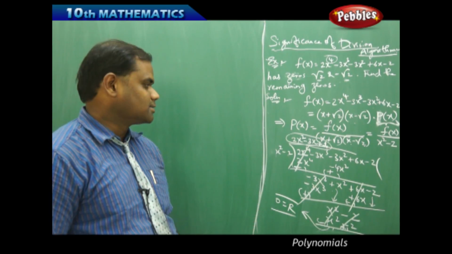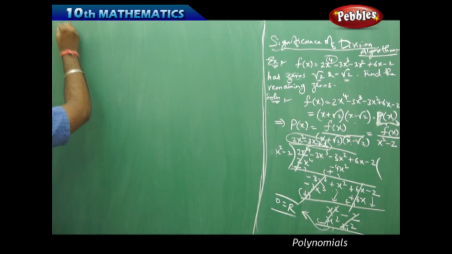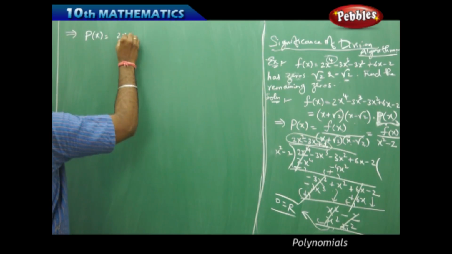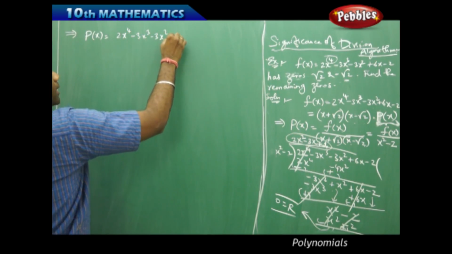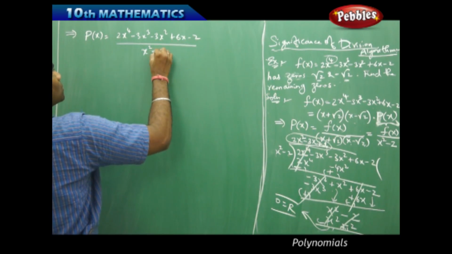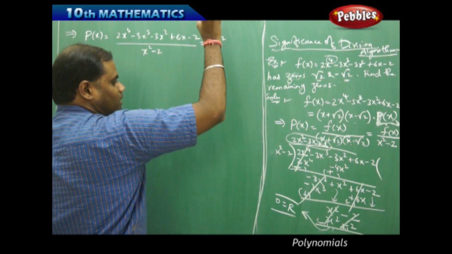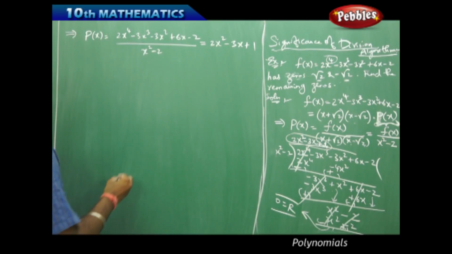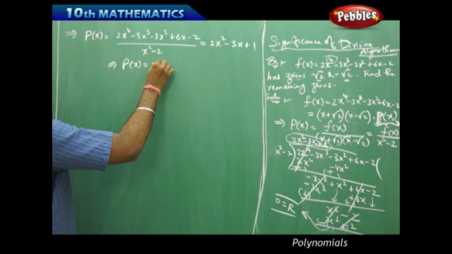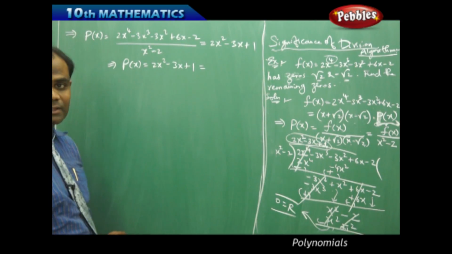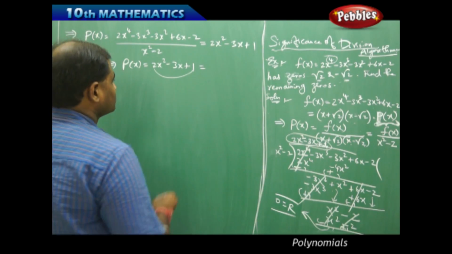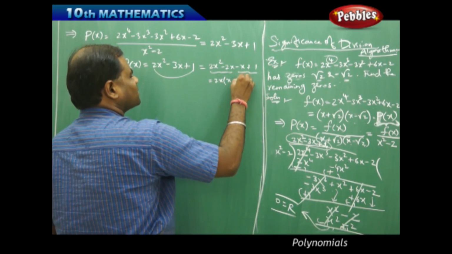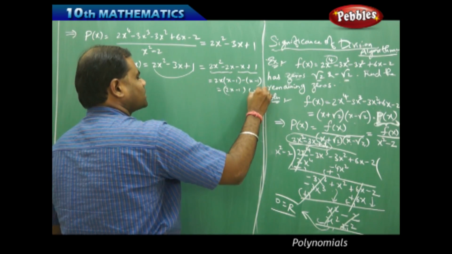Therefore, because the remainder is zero, this is said to be exactly divisible, such that p(x), obtained when 2x power 4 minus 3x cubed minus 3x squared plus 6x minus 2 is divided by x squared minus 2, gives the quotient 2x squared minus 3x plus 1. Thus, the roots of p(x) will give me the remaining zeros. How do I find the roots of this? By factorizing, because it's a quadratic. I get 2x squared minus 2x minus x plus 1, which gives 2x times x minus 1 minus 1 times x minus 1, that is, 2x minus 1 into x minus 1.